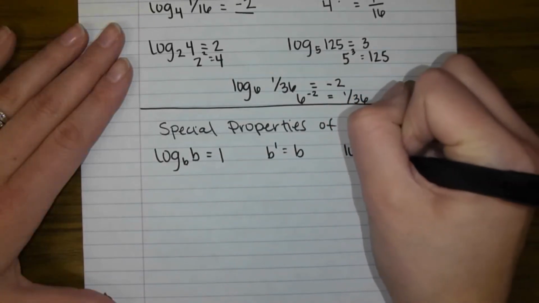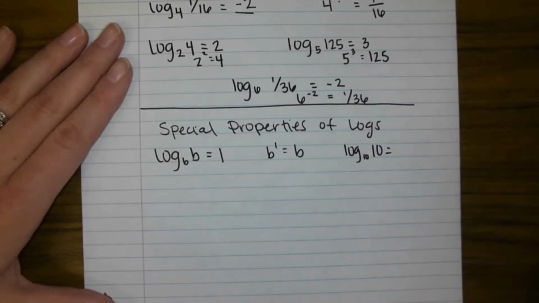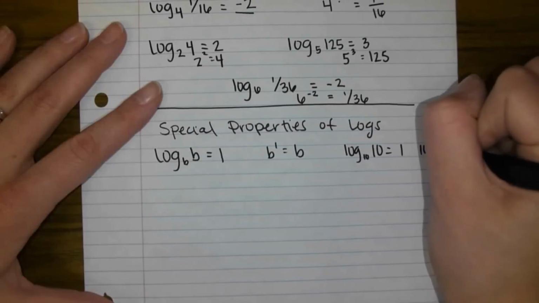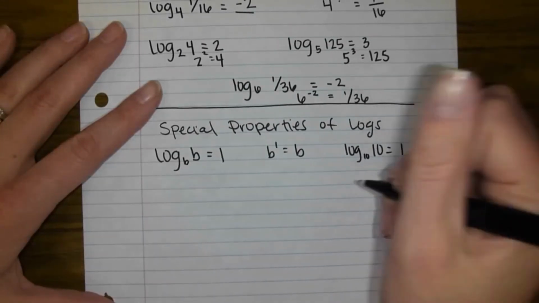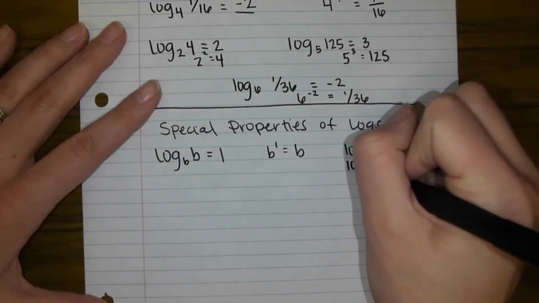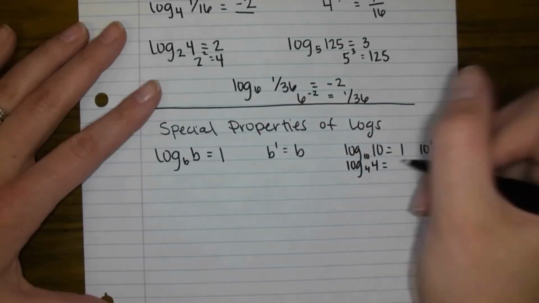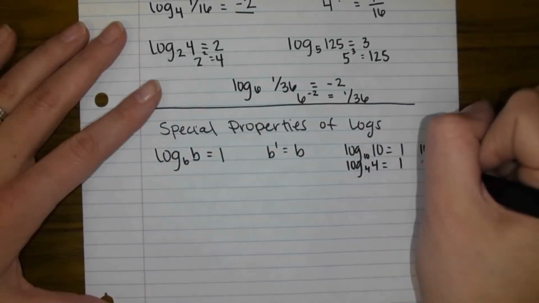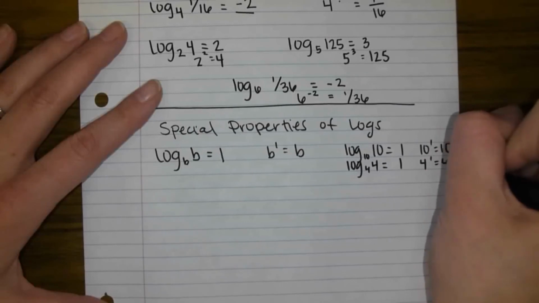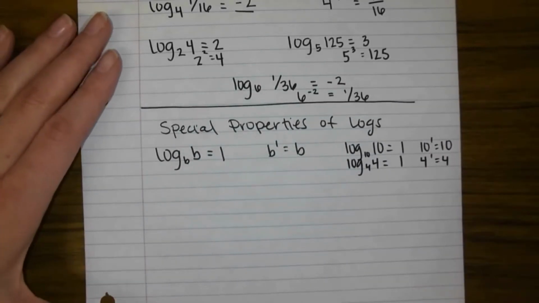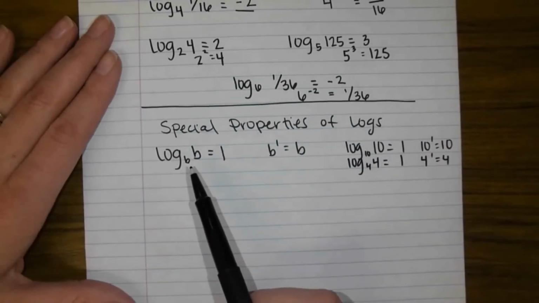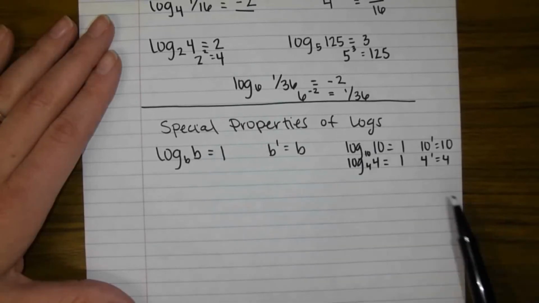We could throw some examples on there. What is log base 10 of 10? 1, because 10 to the first power is 10. What is log base 4 of 4? 1, because 4 to the first power is 4. And that will work every single time your base and your argument are the same.